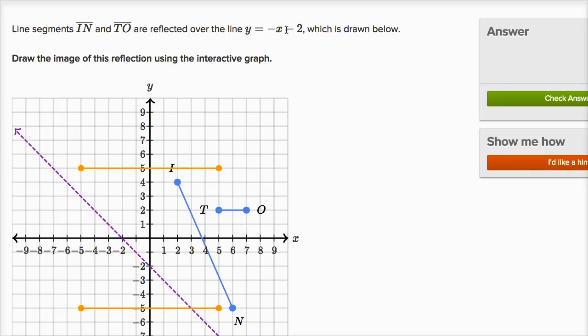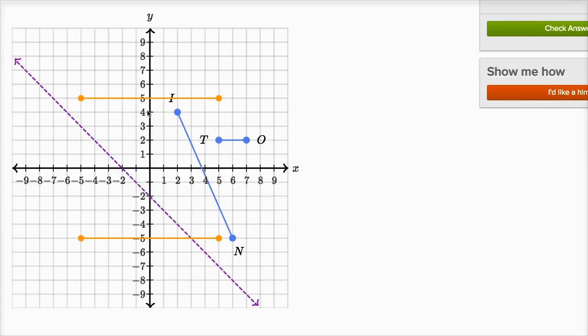And the y-intercept, we see when x is equal to 0, y should be negative 2. When x is equal to 0, y is indeed negative 2. So we validated that. Now they say draw the image of this reflection using the interactive graph. All right, so we can move these lines around, and we want to reflect these.